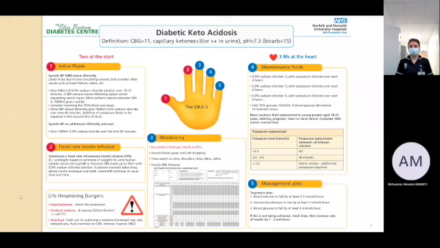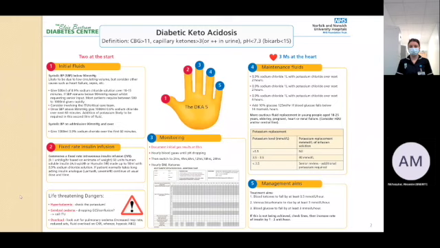Once the patient has been started on a fixed rate insulin infusion and their initial fluids have been administered, it's very, very important to get them on the correct monitoring protocol. It is vital as part of DKA management that we are monitoring these patients very closely. Fortunately, there is a really good monitoring chart that we should be using.